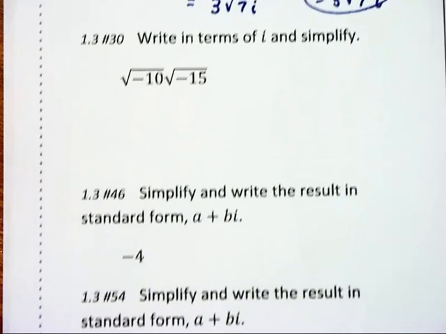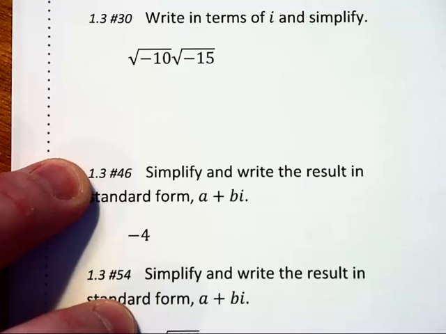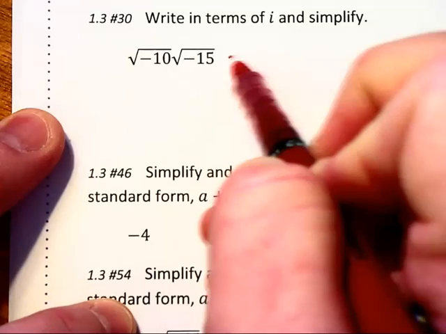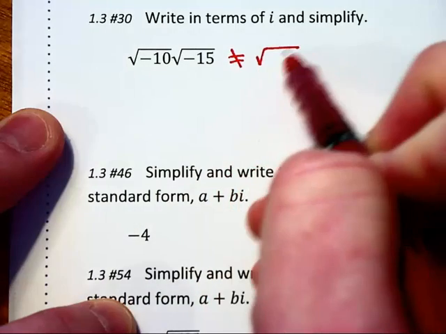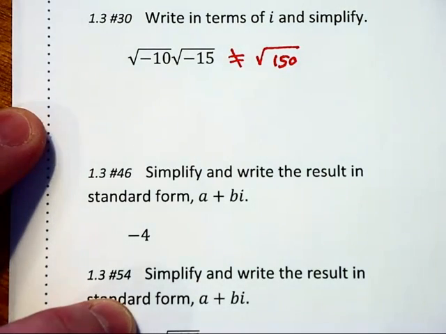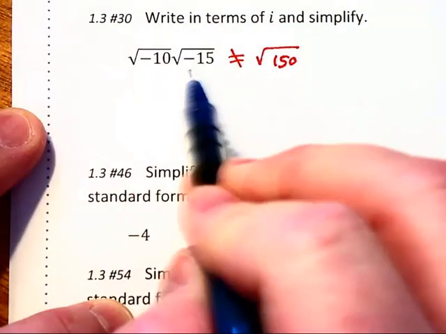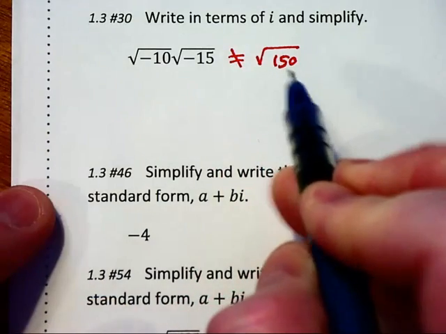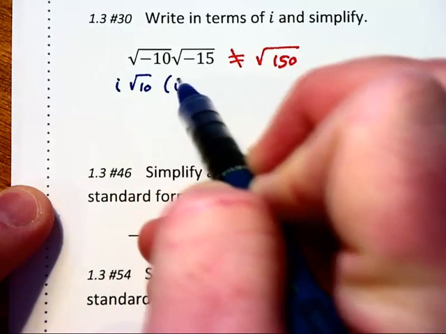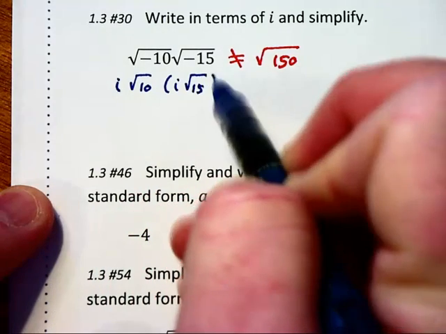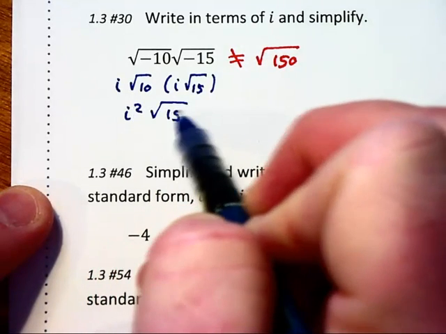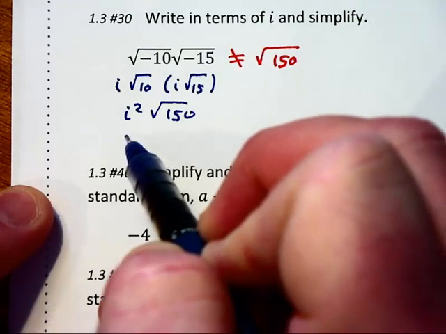When we are multiplying imaginary numbers together, this is one property of real numbers that does not apply. This is not equal to the square root of 150. That would be a property of real numbers, that the square root of a times the square root of b is equal to the square root of ab. Instead, we want to write this as i root 10 times i root 15, and that gives us i squared root 150, and the i squared turns into a negative.